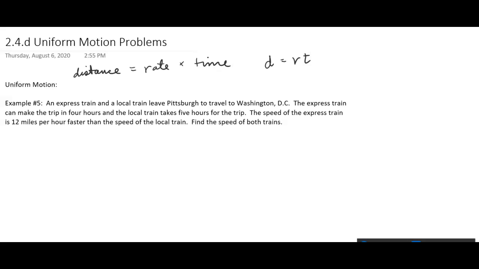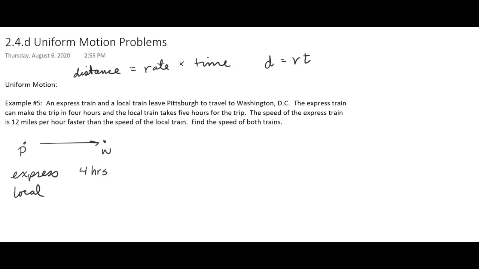Okay, so in example 5, an express train and a local train leave Pittsburgh to travel to Washington, D.C. Now we could draw a little picture. Here's Pittsburgh, and they're going to Washington, D.C. The express train can make the trip in 4 hours. That would be the time that it takes for the express train. The local train takes 5 hours. And the speed of the express train is 12 miles an hour faster than the speed of the local train.